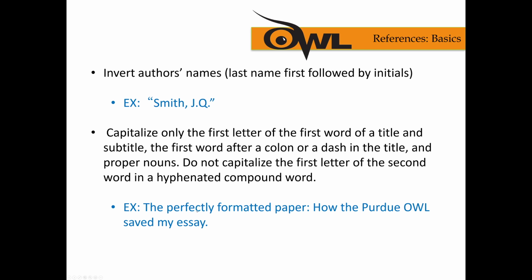Here are some examples here. The T has a capital because it's the first word. And then after the colon, we have capital H. Then we have Purdue Owl. This is capital because it's a proper noun. It's the name of a place or organization. But then notice that the rest of these words, Saved My Essay and Perfectly Formatted Paper, none of these words have capital letters based on these rules here.